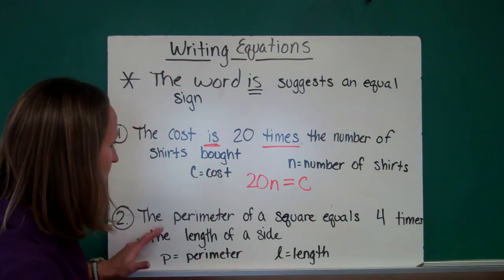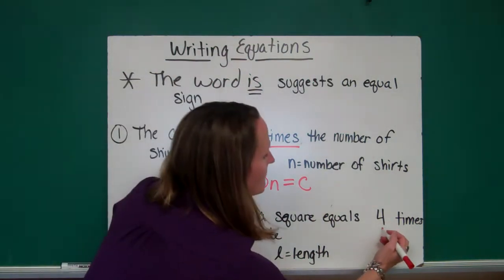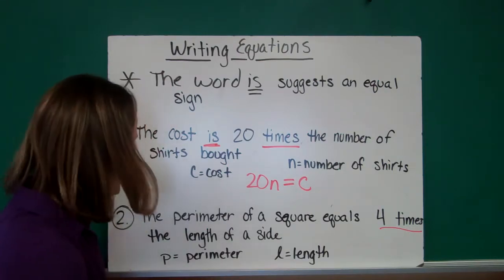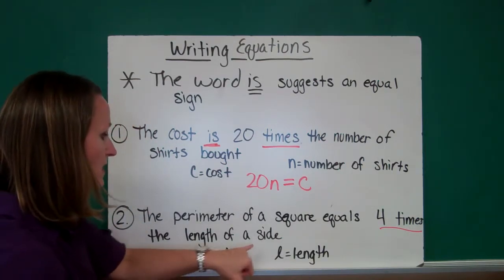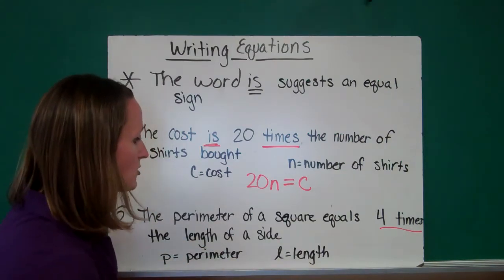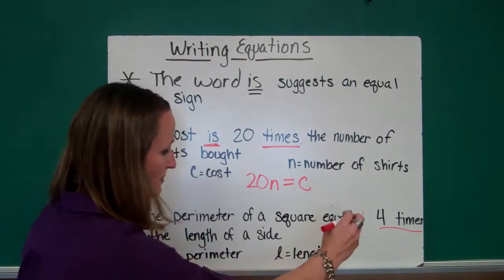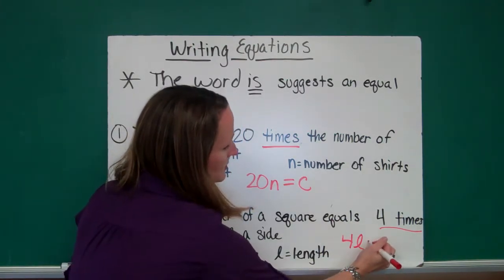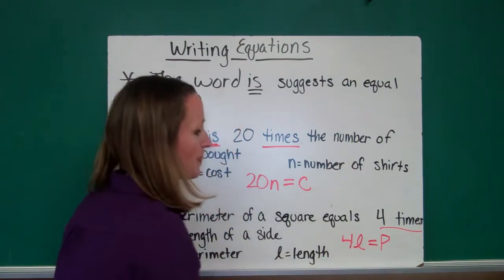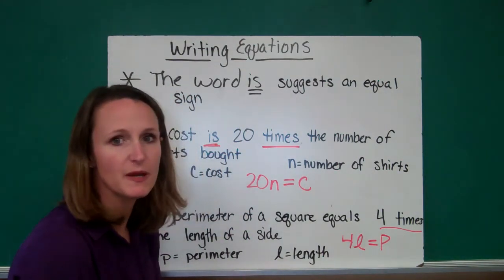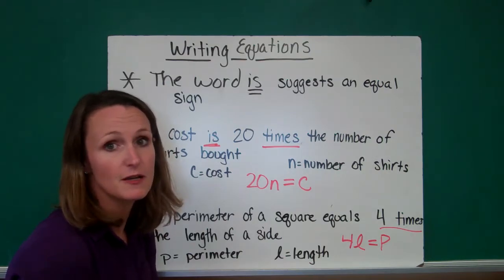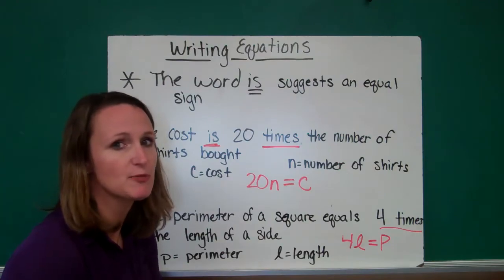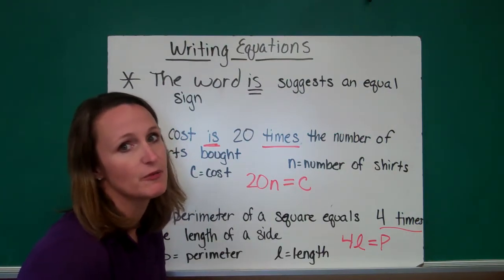Okay, what about this next one? The perimeter of a square equals 4 times the length of a side. And we know that. So we could say P equals the perimeter, L equals length. So what do we need to do? We're going to multiply 4 times L to get our P. Okay, so I want you to become really familiar with all the different words and phrases that go into making equations and expressions, and we're going to do some more practice when you get to class tomorrow.